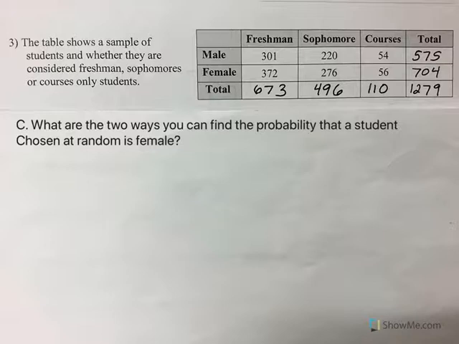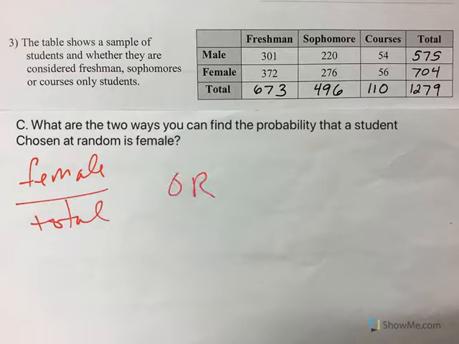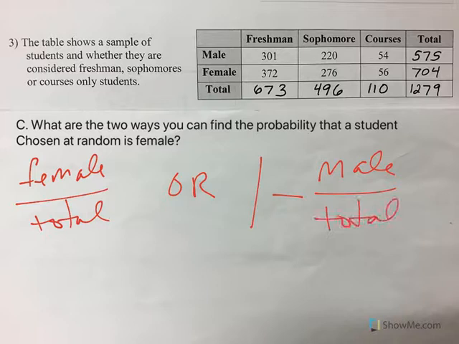What are the 2 ways you can find the probability that a student chosen at random is female? So one way is to take the female over the total. And the other way is to take 1 minus the males over the total, right? Because if you find male over total, you get an answer, and everybody else would be the female over total. So you can either go straight to the females or take 1 minus the males, and that would give you the female over the total.